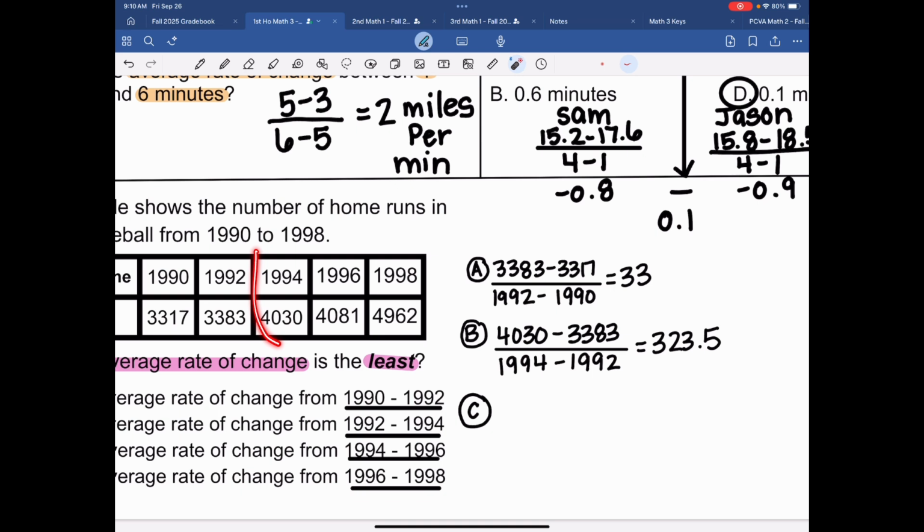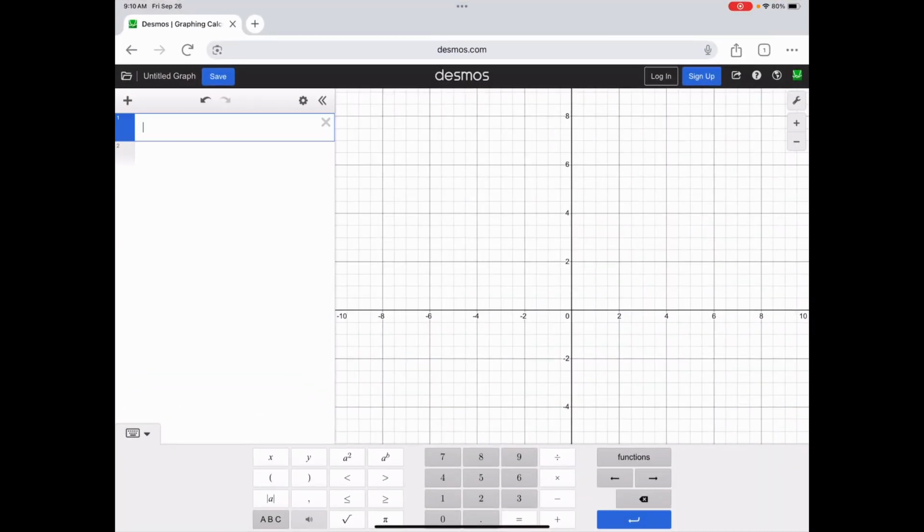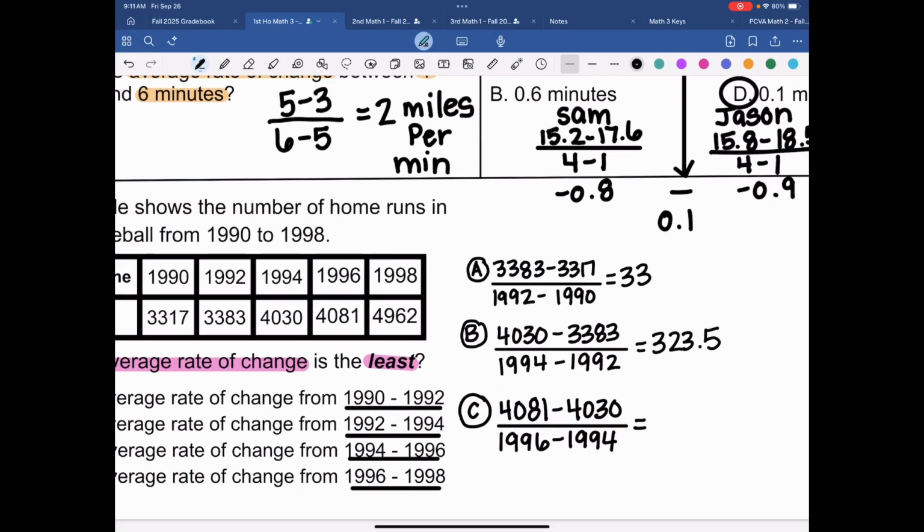All right, so I got 1994 to 1996. So this is going to be your X1, X2, Y1, and Y2. So we're going to look at 4,081 minus 4,030. We're going to divide that by 1996 minus 1994. Again, go put it in Desmos. For that one, we get 23.5.